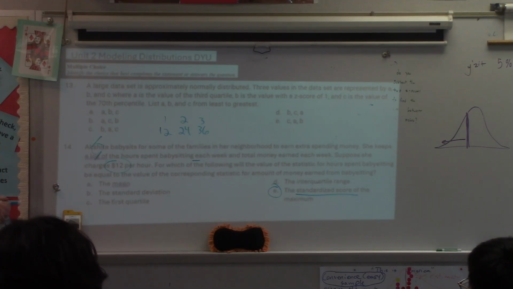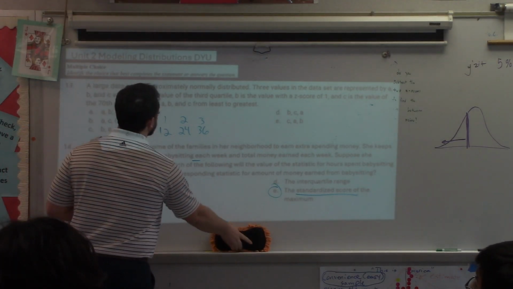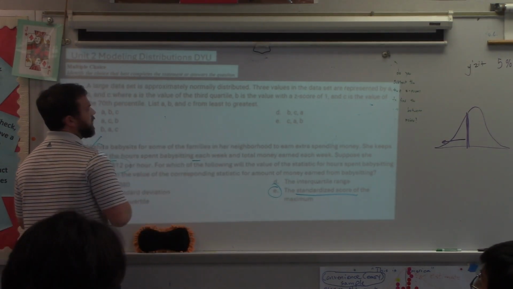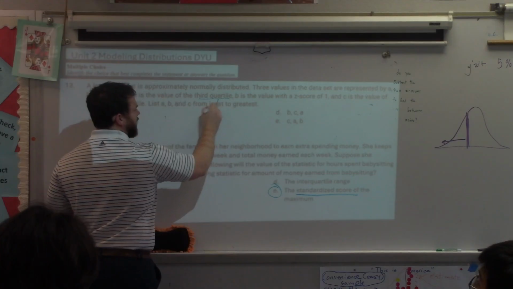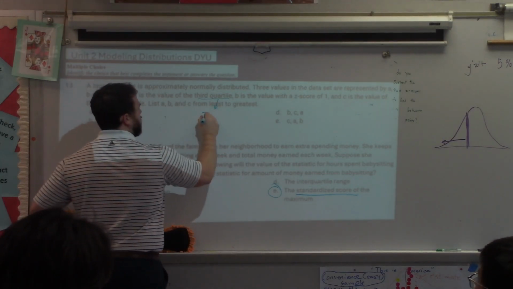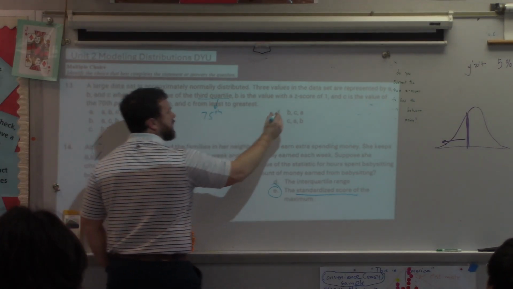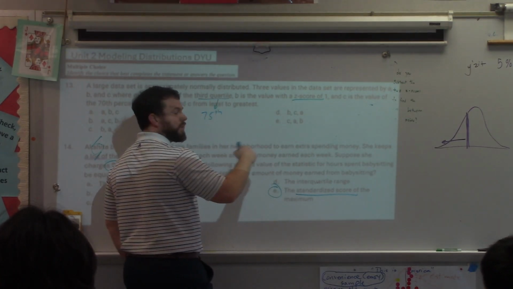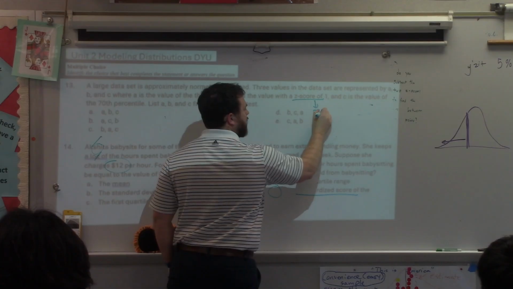B is the value of a z-score of 1. Basically, guys, if you just did the percentiles, you're set. Third quartile, what percentile is that? 75th. If you did a z-score of 1, we just looked at that, remember that was the 84th percentile.